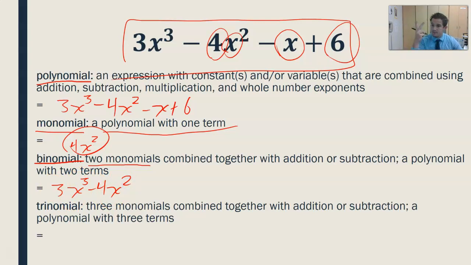Two terms. A trinomial, can you guess? Like tricycle or trifecta, that's a polynomial with three terms. So say 3x cubed minus 4x squared minus x. That would be a trinomial because it has 1, 2, 3 terms being added or subtracted together. So polynomial, monomial, binomial, trinomial, they're all polynomials, just with a specific number of terms.